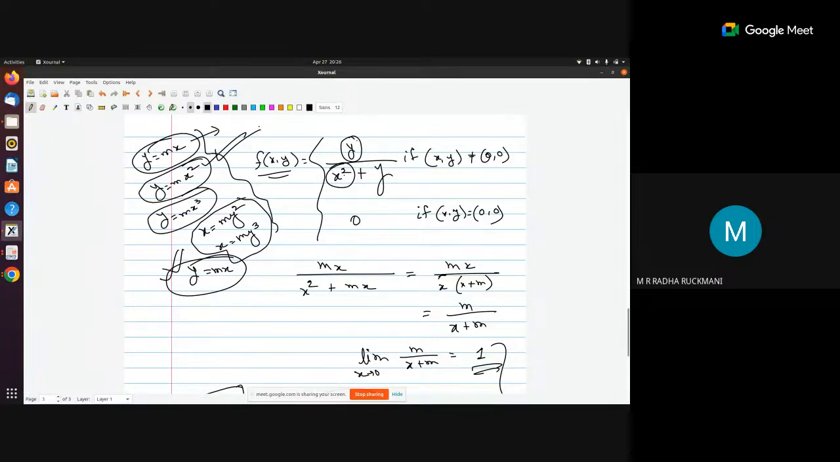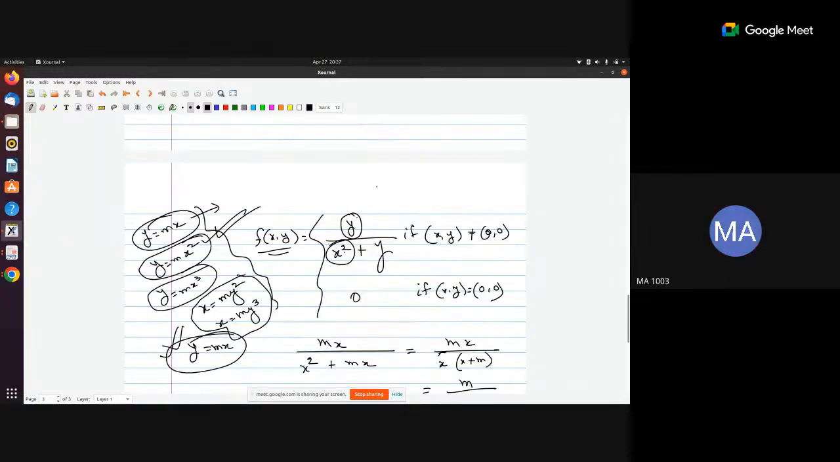So how do you choose that path? What is the reason to choose that particular path? If I choose y equal to mx square, then I can cancel out x square. Other things are depending on y a lot, right? So our goal is to cancel x square.